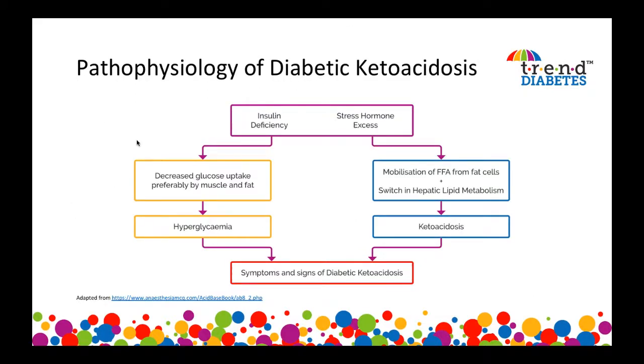So I'm not going to talk in any depth on the pathophysiology of diabetic ketoacidosis, but just to say, as in this top box, you can see it occurs because of a significant insulin deficiency and an increase in stress hormones. We then have a decreased glucose uptake by the muscle and fat, and mobilization of free fatty acids from fat cells. And it's this mobilization of free fatty acids that actually produces ketones as a byproduct. We find the liver produces more glucose, and this results in significant hyperglycemia and ketoacidosis.